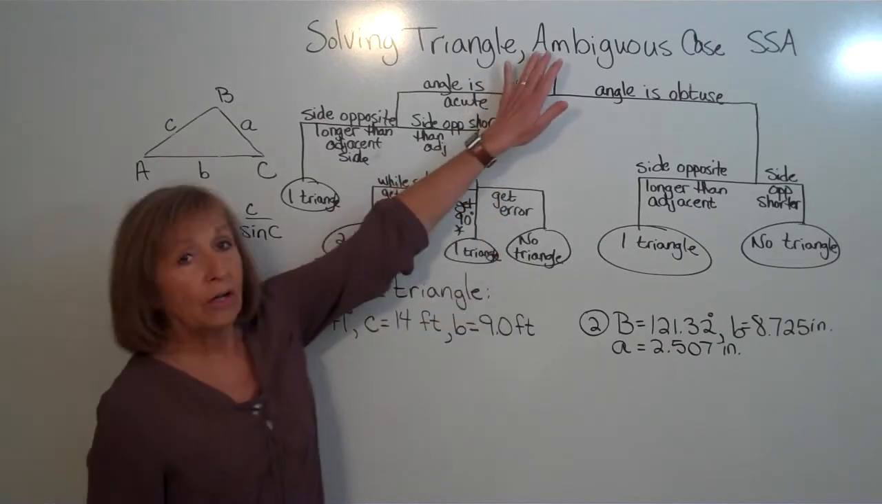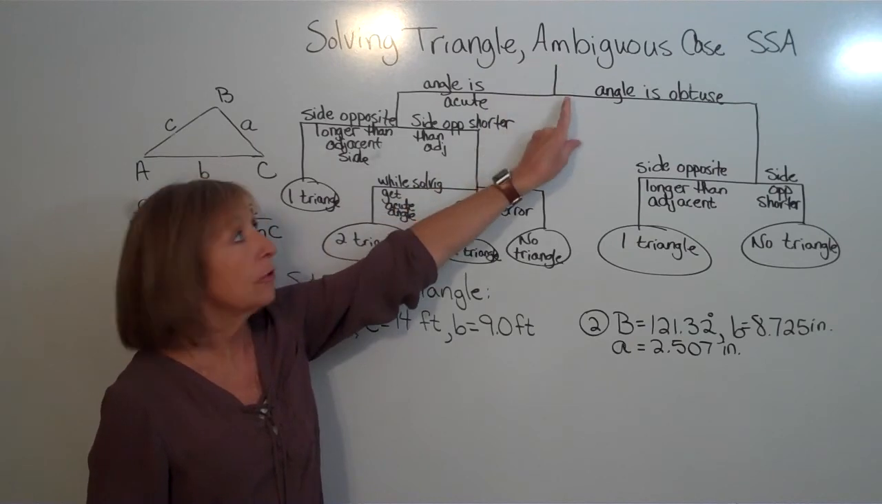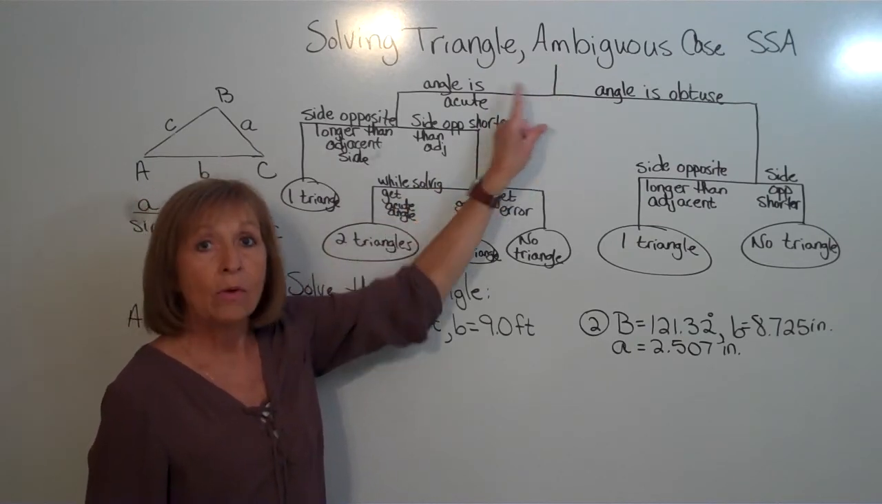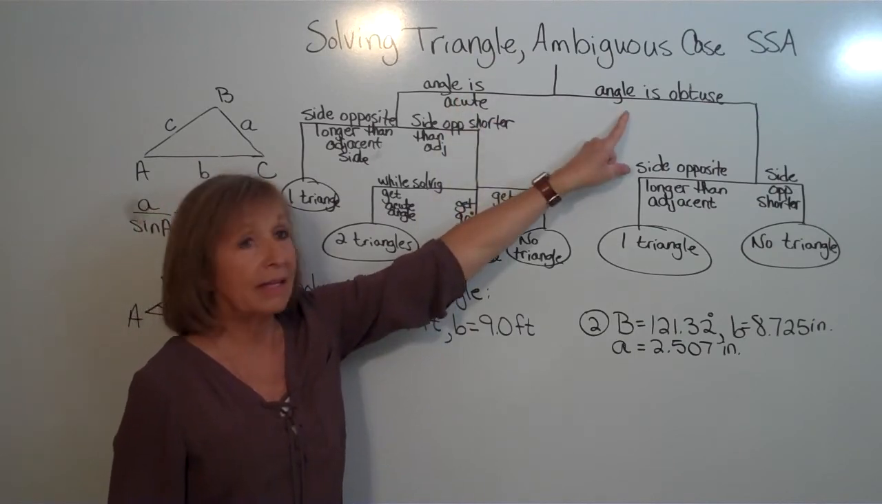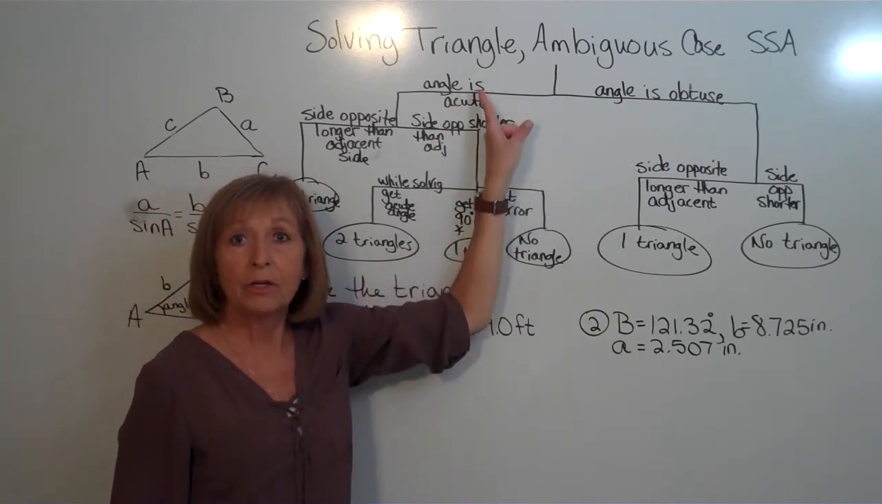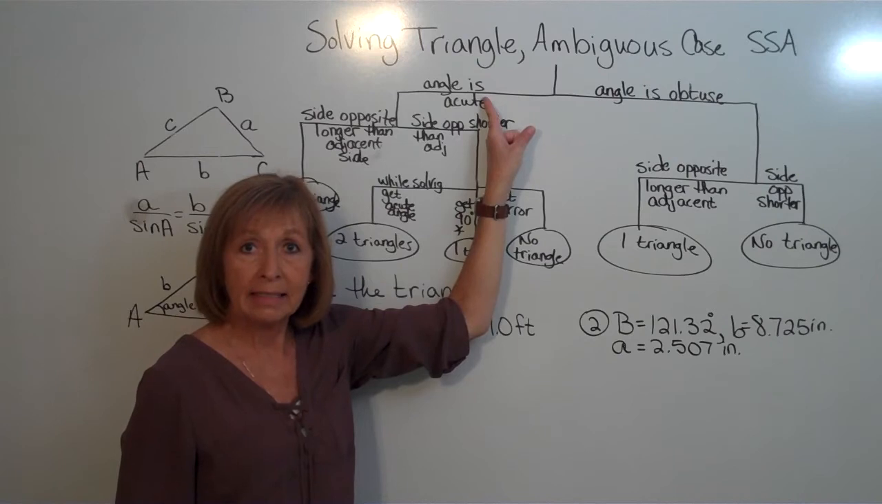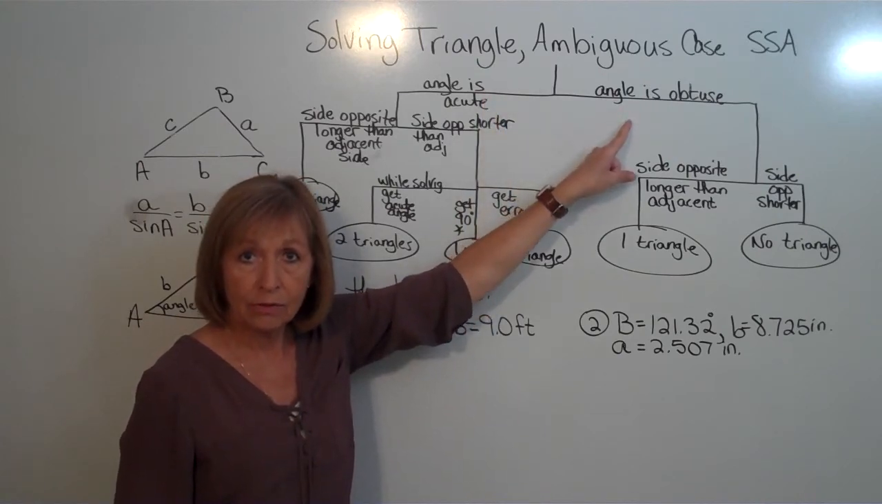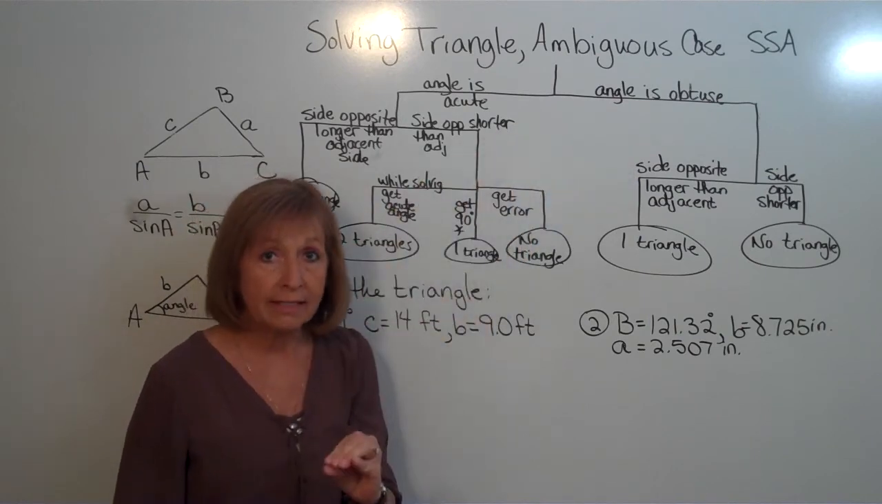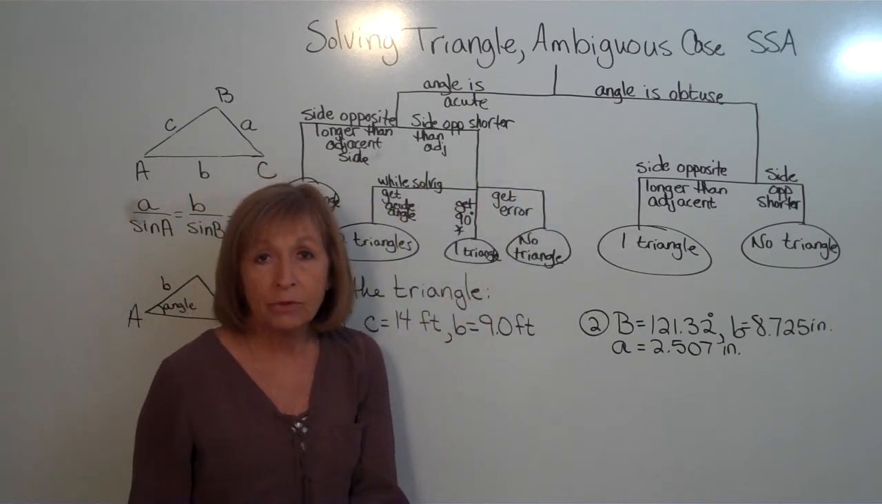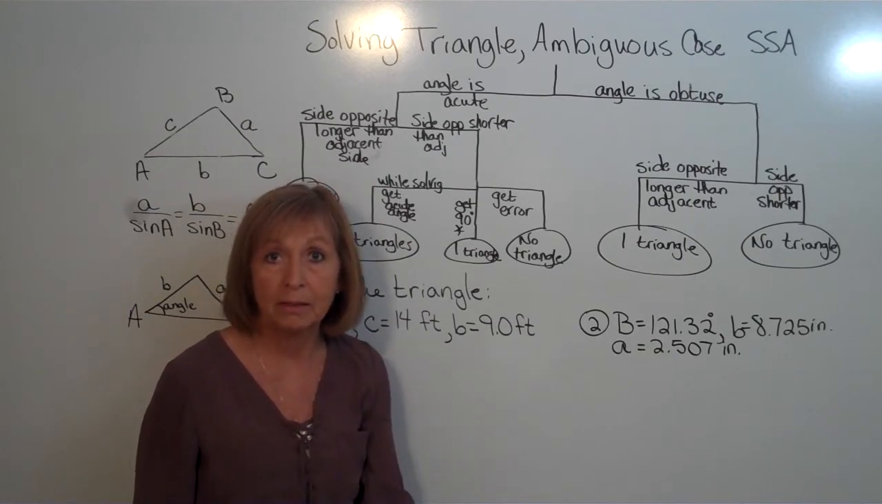Now, knowing that I have the ambiguous case, the first thing I want to determine is whether the angle they give me is an acute angle or an obtuse angle. Remember, acute angles are between 0 and 90 degrees, and obtuse angles are between 90 degrees and 180 degrees. So you look at that degree measurement and you say, is it between 0 and 90 degrees, or is it between 90 degrees and 180?